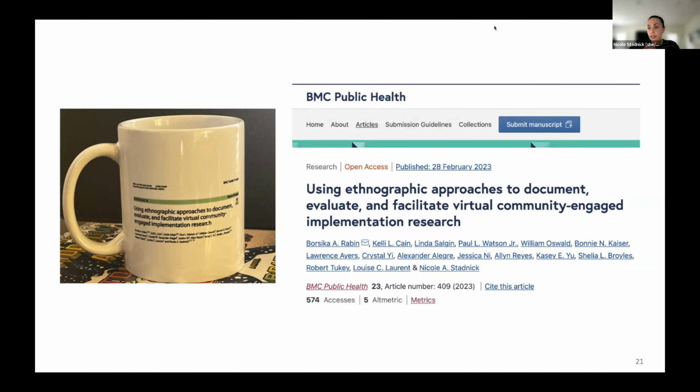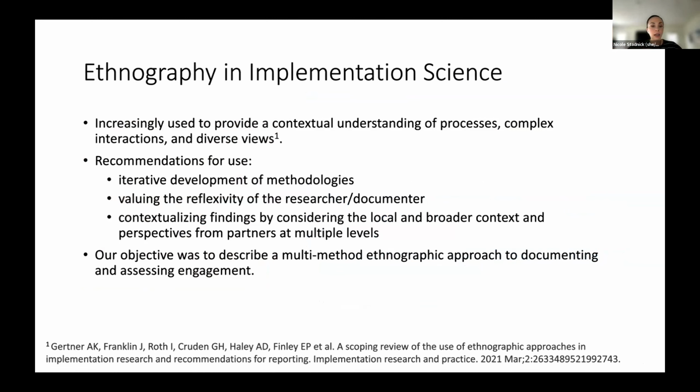If we can go to the next slide, I'll just re-ground us in some best practices for ethnography and implementation science work. Ethnography, as Alison has shared, is being increasingly used to provide contextual understanding of processes, complex interactions, dynamism, and diverse views. Some recommendations for use of ethnography are to iteratively develop methods, value the reflexivity of the researcher and the documenter in the process, and contextualize findings by considering both the local and the broader political, socio-ecological context from multiple perspectives of your partners, who may represent different levels of a service system or an implementation context.